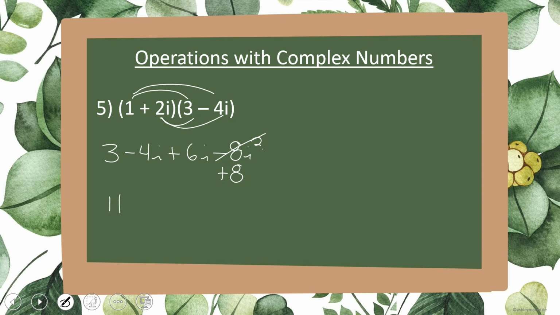3 plus 8 is 11. And then I'm going to combine my imaginaries. You should never have an i squared in your final answer. If you do, you're not done yet. You have to simplify that i squared is a negative 1.